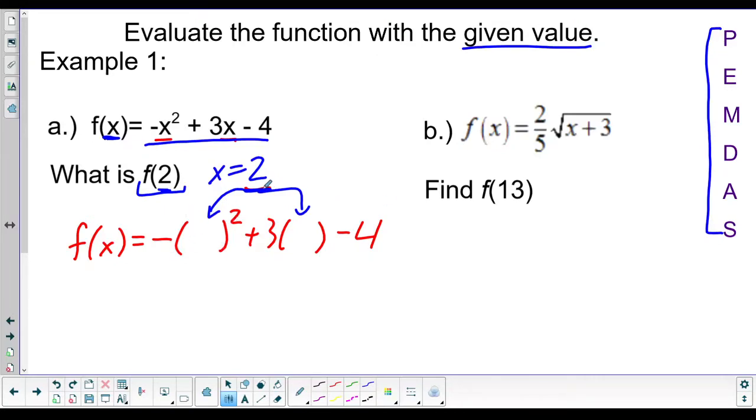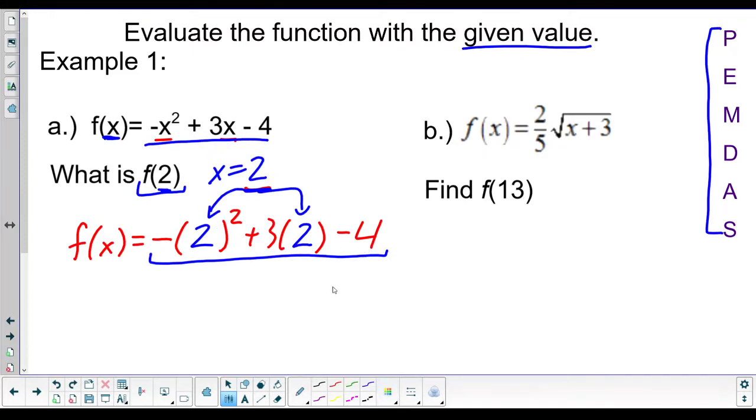So we're going to put our parentheses. Now we're going to fill in our 2's. So 2, 2. Now that we have our formula filled out and we've done the substitution where we replace the x's with the 2's, we're going to follow PEMDAS in order to simplify this equation. So start with P for parentheses.